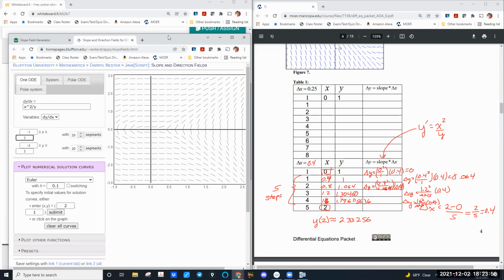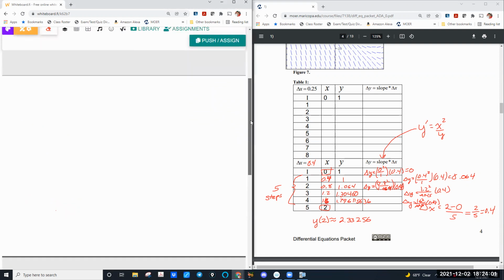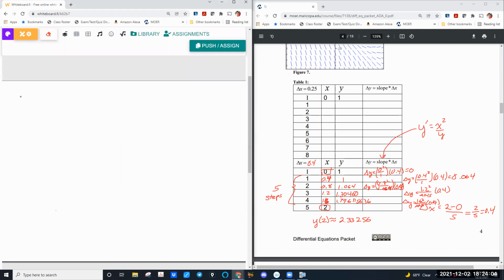Now, let's find the actual value. So we're going to do the separation of variables like we just did, except for this differential equation. So dy/dx equals x squared over y. Our initial condition was that it goes through (0, 1). That's going to be what we use to find the constant. First thing we do is separate the variables. So basically, we're going to put the y over here, the dx over here. That'll get our variables separated. So we have y dy equals x squared dx.